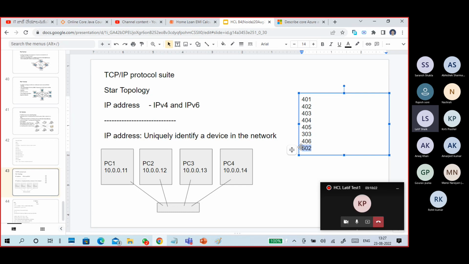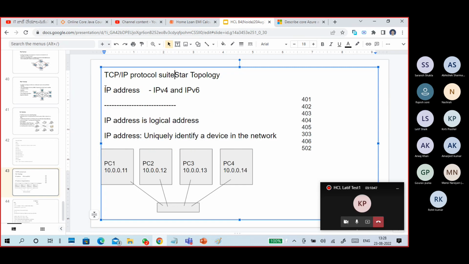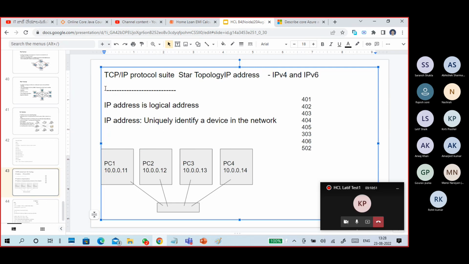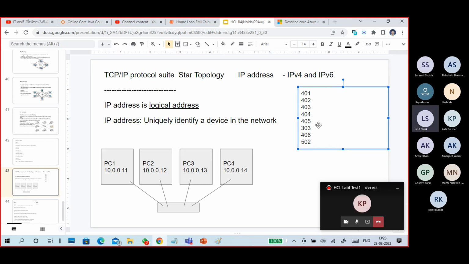That's why we are using IP address. IP address is a logical address. What is IP address? IP address is a logical address. It uniquely identifies a device in the network. Uniquely identifying a device in the network is the IP address, and IP address is a logical address. And you assign an IP address. So what is the logic here? We can know which IP address belongs to this network and which does not. We'll understand that.